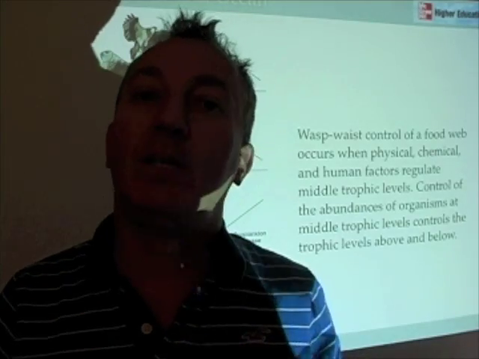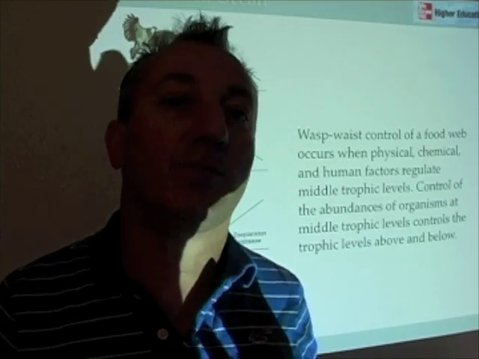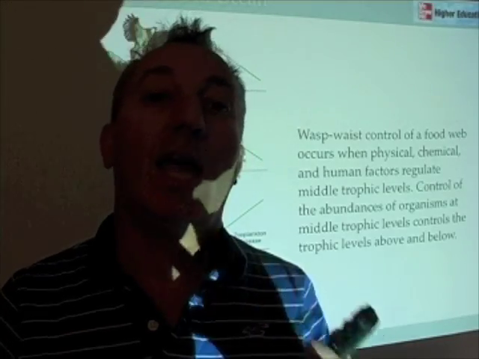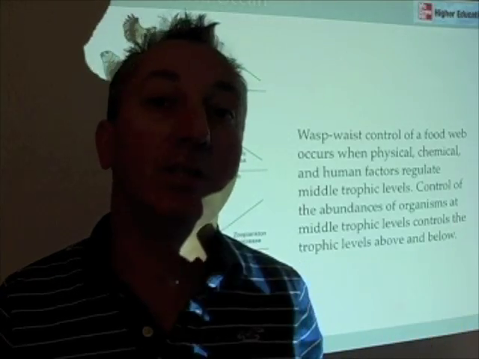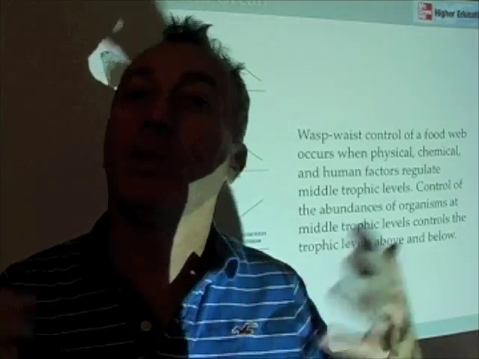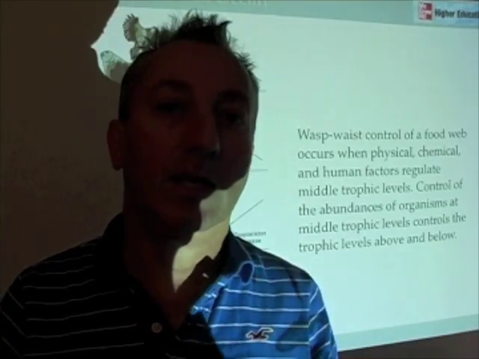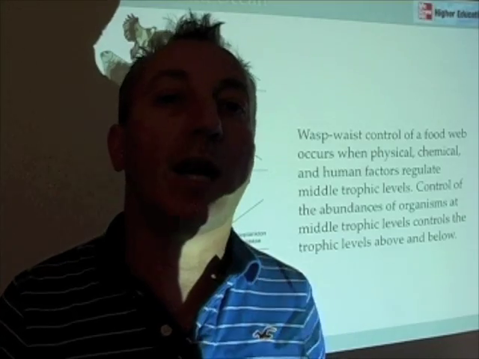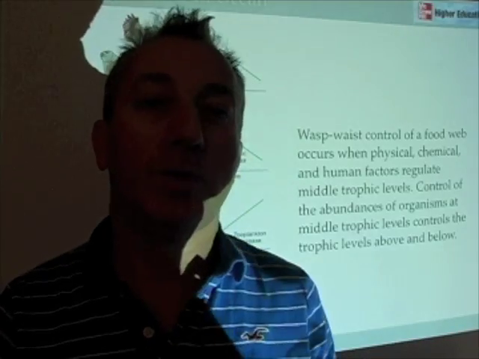Our examples here are illustrative of the way in which the abundance of organisms may change at different trophic levels as a result of some intervention, whether it's a natural intervention like a climate change or some other physical change in the environment, or even a human intervention. And it's really with an eye towards human impacts on food webs that we explore these three models here.